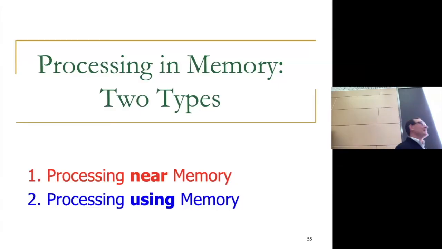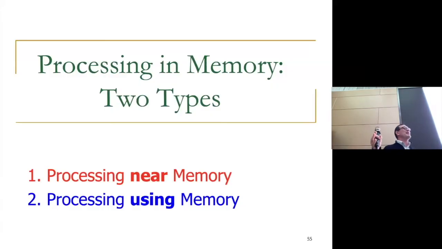Okay, good question. Now I'm going to go into the meat of the talk, where I'm going to talk about different types of processing in memory. In my opinion, there are only two fundamental types. One is processing near memory and the other is processing using memory. These are different. Old papers on this topic are about processing near memory, which is more conventional. You have logic as we design today, you have memory as we design today, and you put the logic closer and closer to memory.